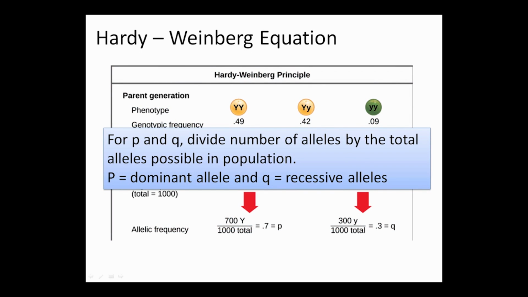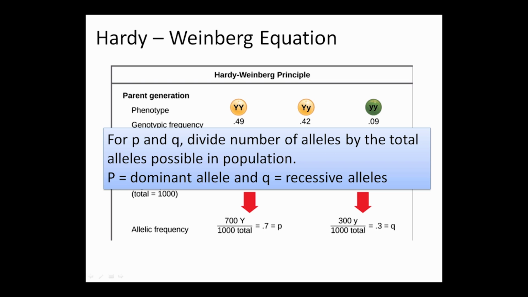So back to our little problem here. For P and Q, what we're going to do is divide our dominant alleles that we found. Remember, that was 700. Divide that by 1,000 and we get 0.7. And that is our frequency. If I wanted percent, I would take that 0.7 and multiply by 100. Going over to our recessive allele, I take my total of 300, divide it by 1,000, and I get 0.3. That is my Q value.